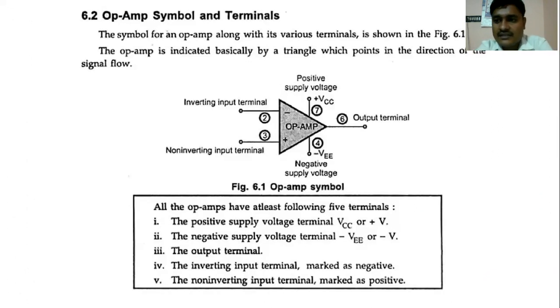In that symbol, we studied the electronic symbol denoted by a triangle with an arrow for signal flow. Every op amp has five essential pins that we studied in the last lecture: the inverting input terminal, the non-inverting input terminal, the positive power supply, the negative power supply, and the output terminal.